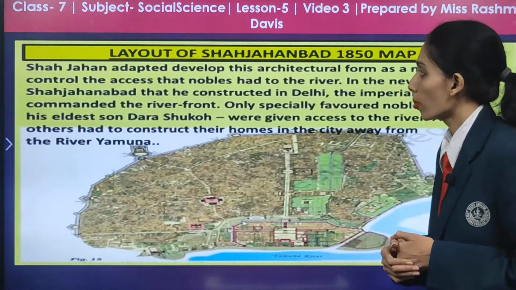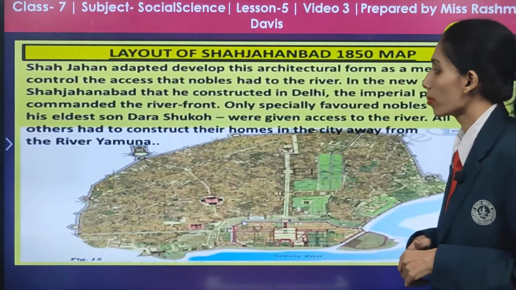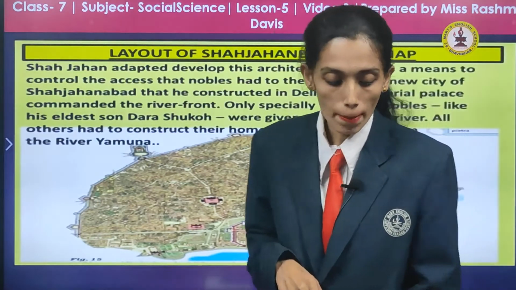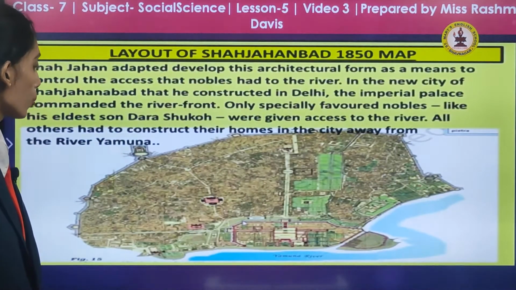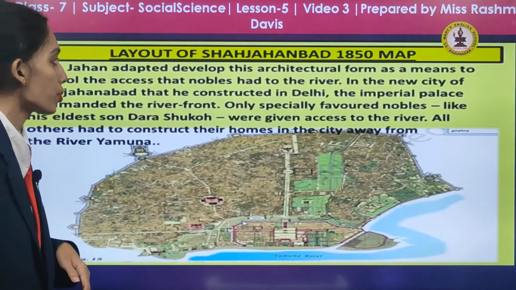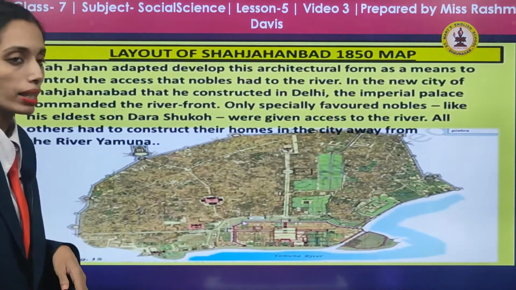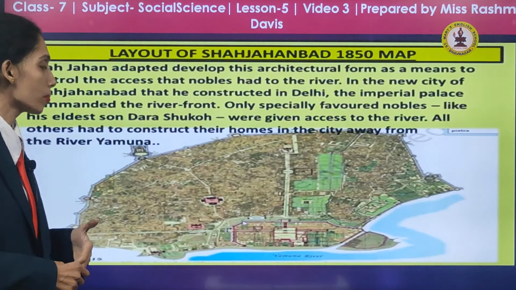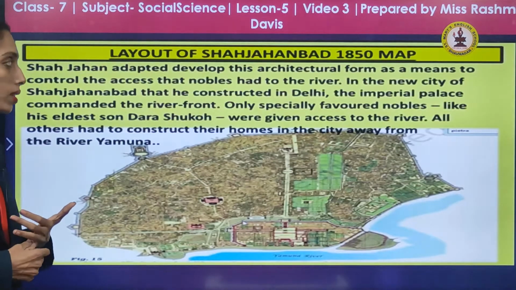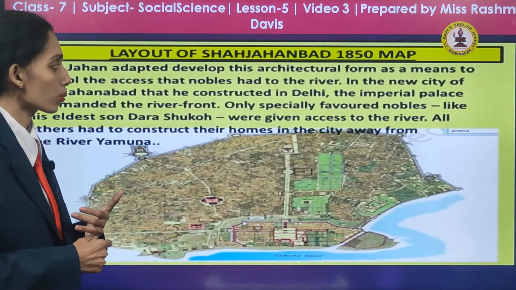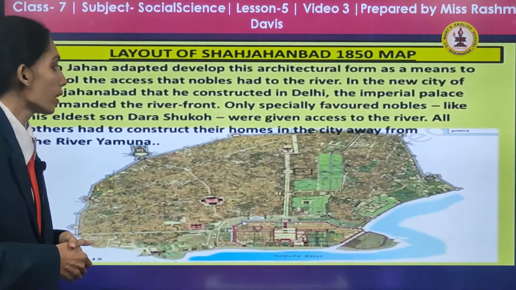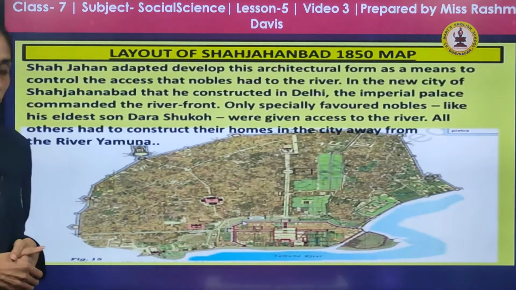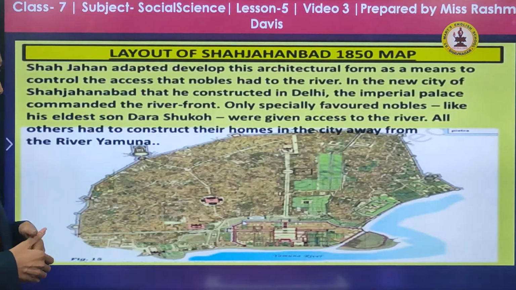Now we are going to talk about the layout of Shahjahanabad in the 1850 map. Here you have the map which they have shown. Shah Jahan developed this architectural form as a means to control the access that nobles had to the river. In the new city, Shahjahanabad, that he constructed in Delhi, the imperial palace commanded the riverfront.